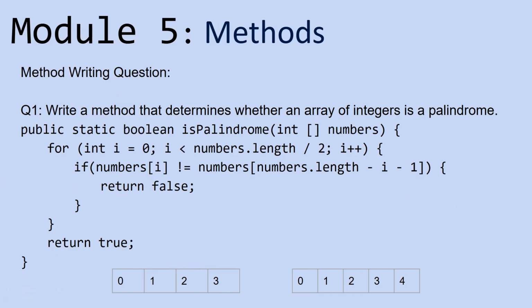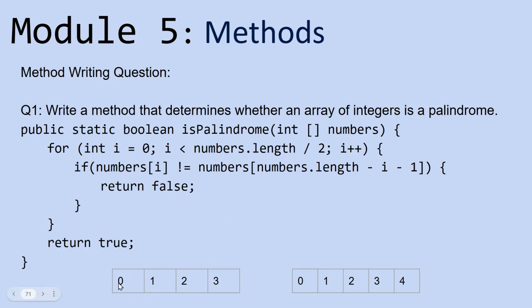So this array's length is 4, right? And so 4 divided by 2 is 2, right? And so this for loop would run as long as i is less than 2. So let's see if this works.